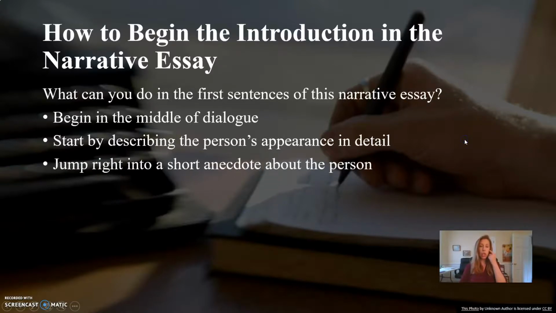Another option, jump right into a short anecdote about the person. Remember, we talked about anecdotes. There are short stories about one particular event or incident that happened, in this case, with the person you're writing about. So if you have a short one, you can jump right in and just tell the anecdote, then take a step back and explain who this person is to you, what your relationship has been like, and then segue into your thesis statement from there.